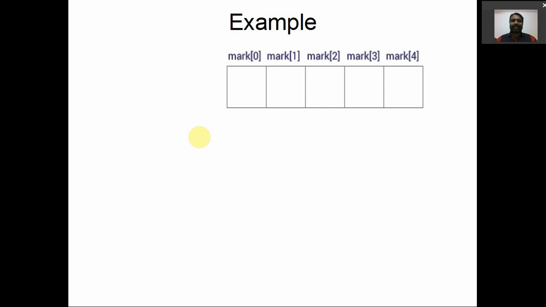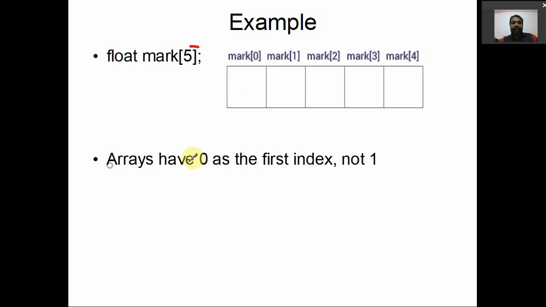So we'll see one more example. This is a float array. The name of the array is marks and we can store the maximum size. The array size is 5, so we can store 5 elements. So this will be the array mark of 0, mark of 1, 2, 3, 4. So here arrays have 0 as the first index value.